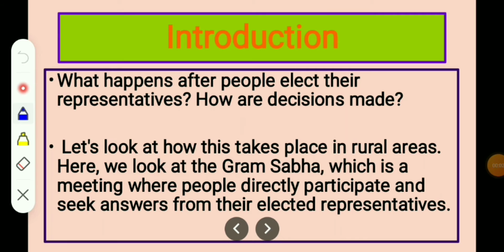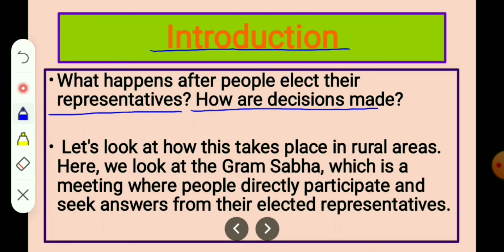First of all, let's see the introduction of the chapter, what we are going to discuss in this chapter. What happens after people elect their representatives? We have discussed in the previous chapter that people elect their representatives to form the government. And what happens after that, when people have been elected as representatives? How are decisions made? How do they take decisions? Let's look at how this takes place in rural areas. So in this chapter we will discuss how decisions take place in the rural areas.